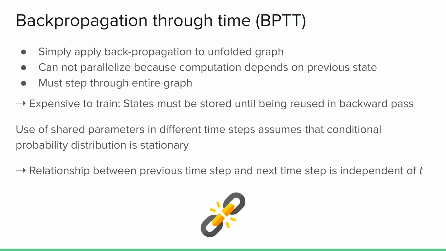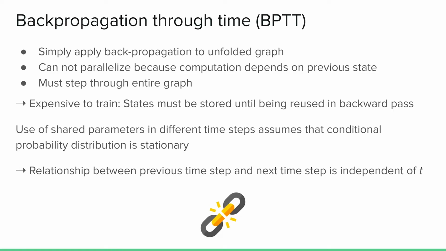The problem here is that we cannot parallelize this because the computation depends on the previous state. So we feed in the first value, we compute an intermediate result. The second computation actually depends on the output of the first step. So we must go through the entire graph, and it becomes really expensive to train because we have to store all of these intermediate states until they're being reused for the backprop.